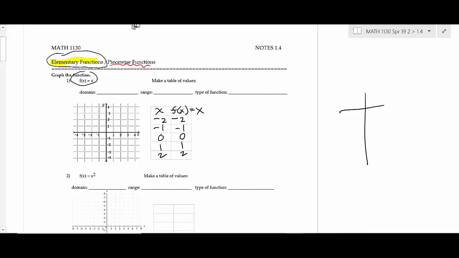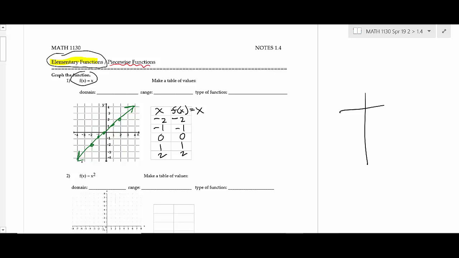So what we're going to do is just plot these points and get what each of these things looks like. So now you want to go ahead and plot your points. So we go left 2, down 2, and so forth. And you'll get a straight line. This is an identity function like that, okay? Then we'll talk a little bit about domain and that kind of thing. So there's nothing to that.